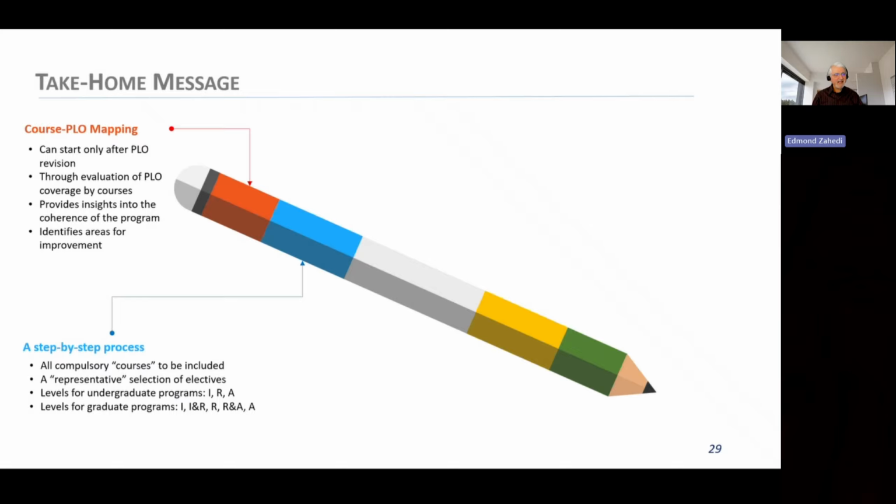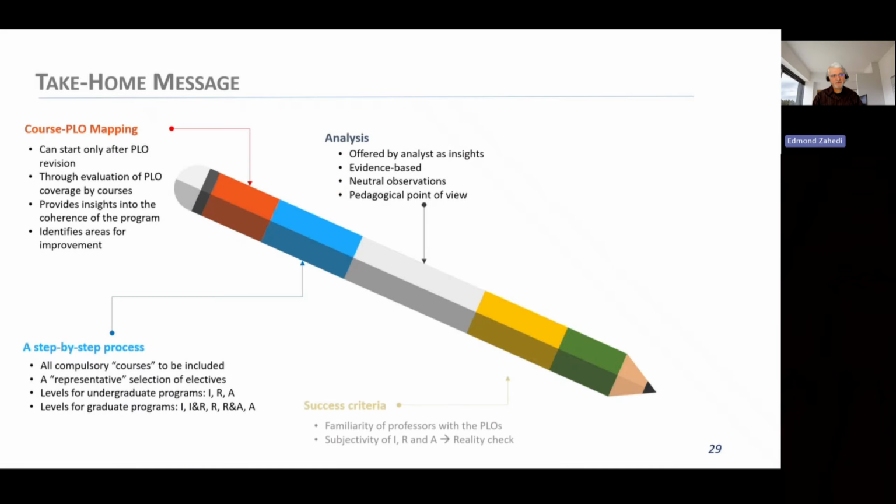We have IRA for undergraduate, and we have 5 levels for the graduate programs. The analysis is supported by myself and is offered as insights. It's evidence-based, based on the evidence that you would be providing, and completely neutral. I'm agnostic to the program, and all I see is the course PLO mapping, so I tend to respect purely a pedagogical point of view.